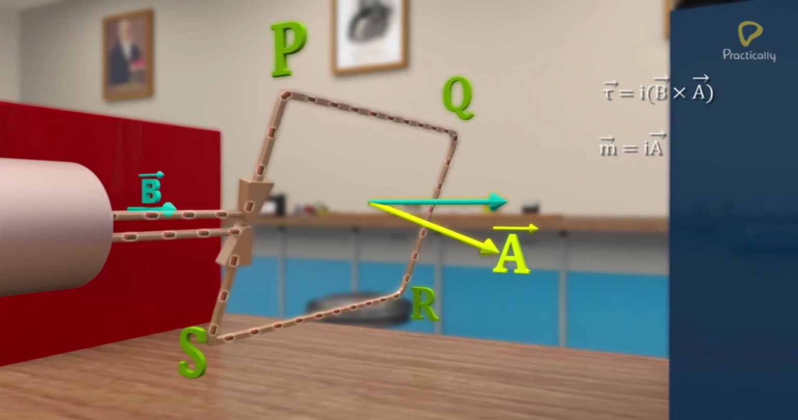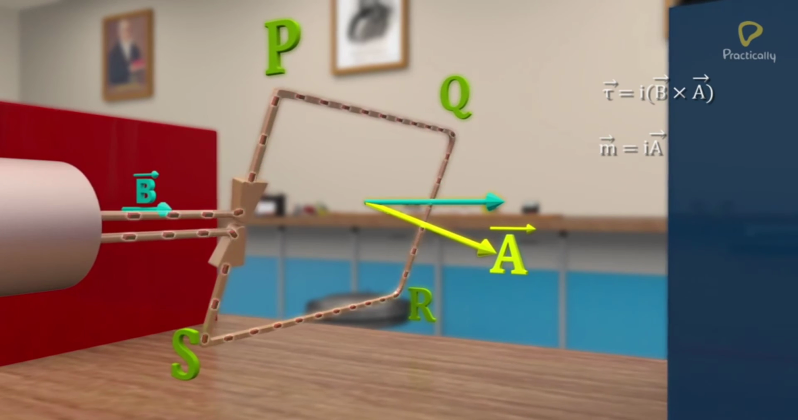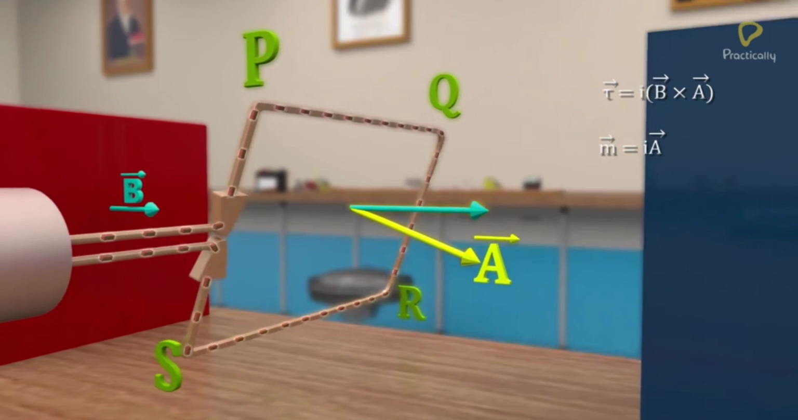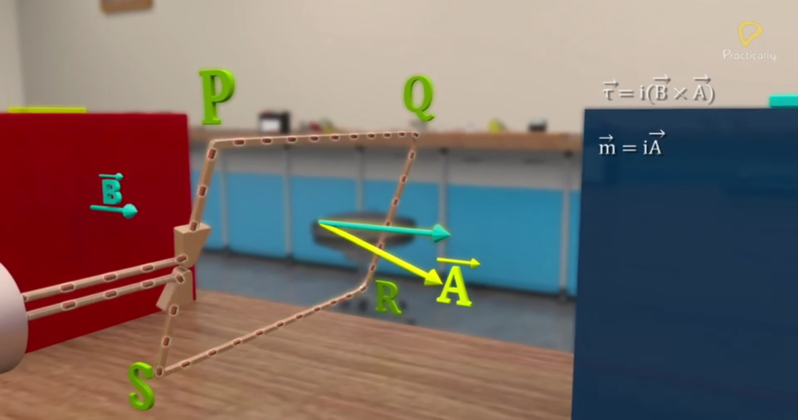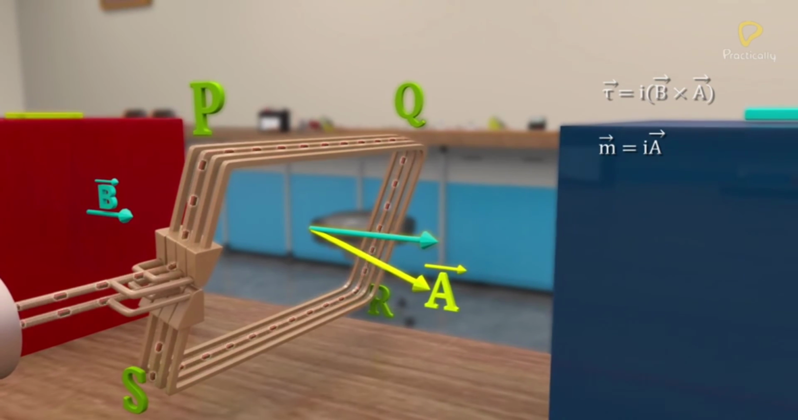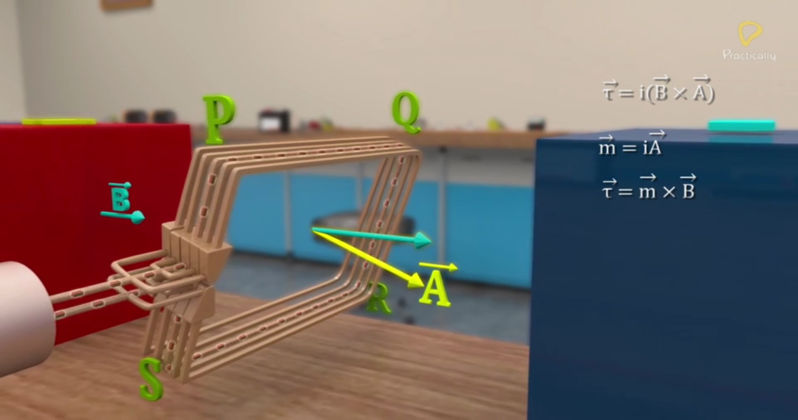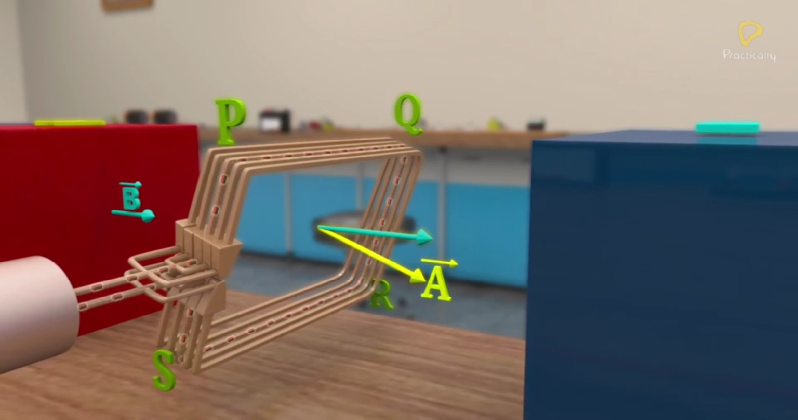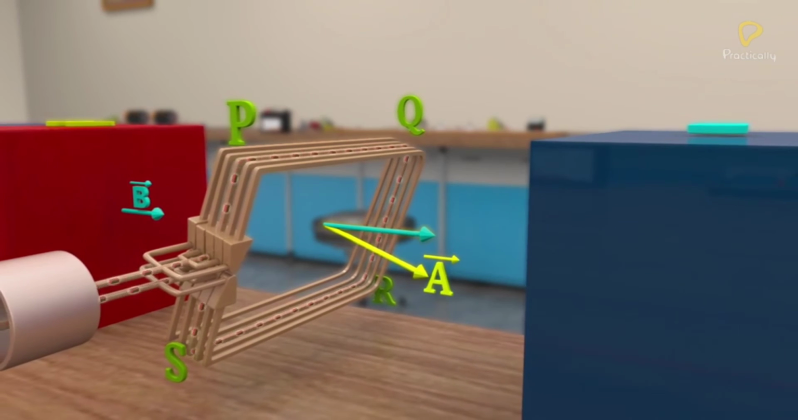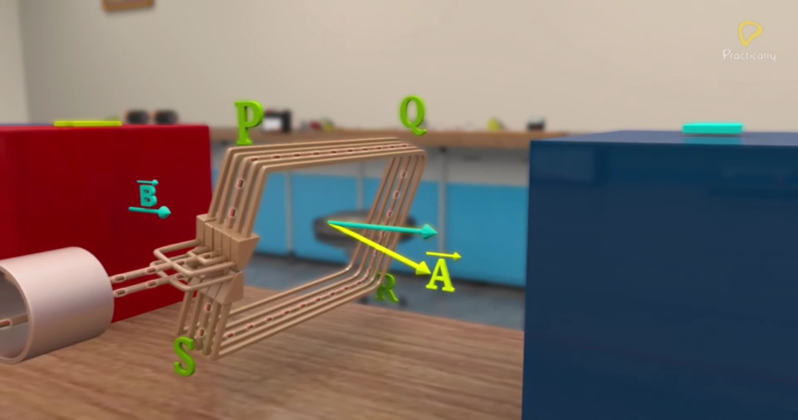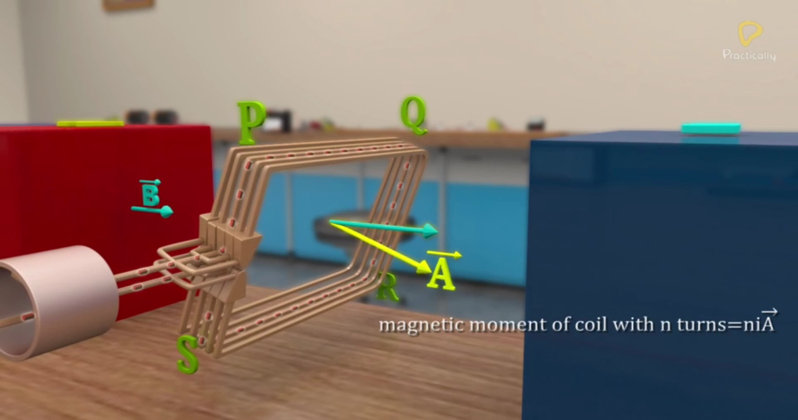I A bar can be replaced with a vector called magnetic moment. Magnetic moment of a loop is the product of current and area vector. Torque on a loop is simply M bar cross B bar. This result is valid for loops of all shapes. If the coil has N turns, the magnetic moment of the loop is N times I A bar.